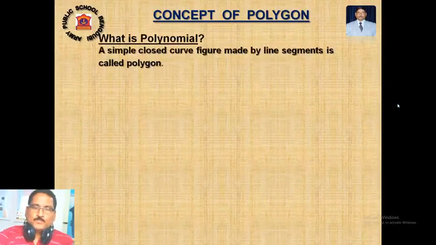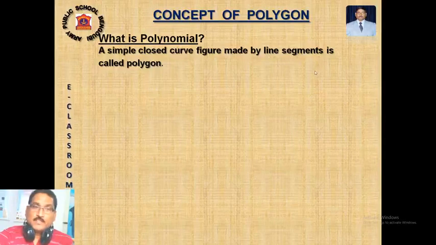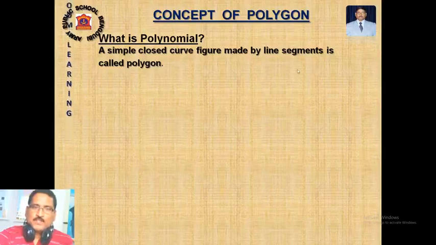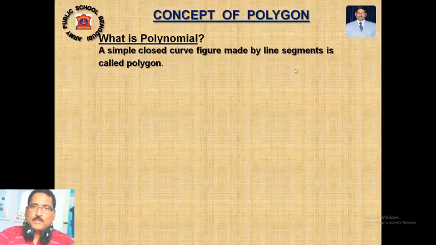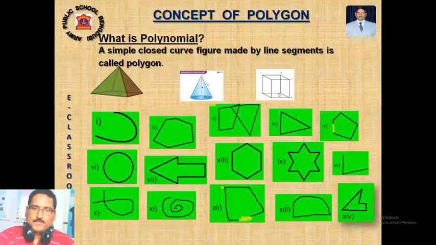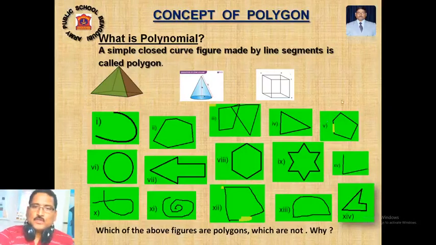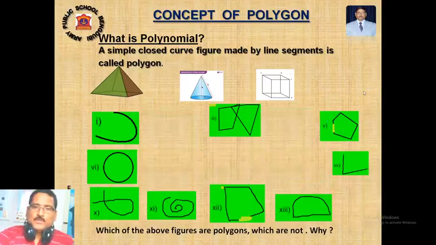What is a polygon? A simple closed curved figure made by line segments is called a polygon. It is a 2D shaped object. Mind it, it is a 2D shaped, flat, closed curved figure made by line segments. Clear? So now I am showing so many shapes which we come across in our day-to-day life. We have to identify which are polygons and which are not polygons. Clear? So now see the figures which are out just now, those were polygons.